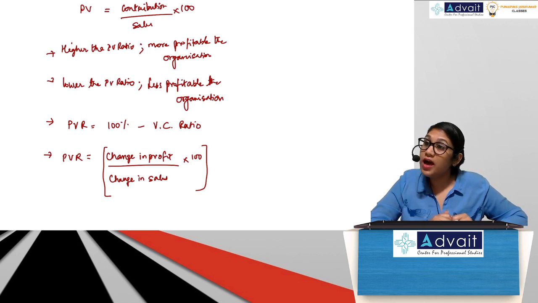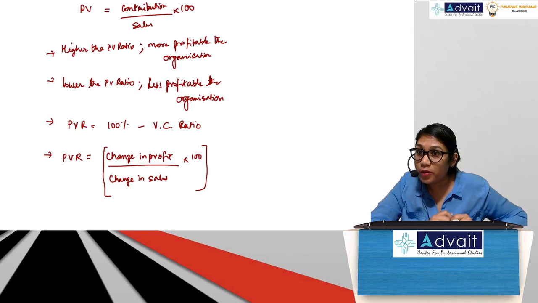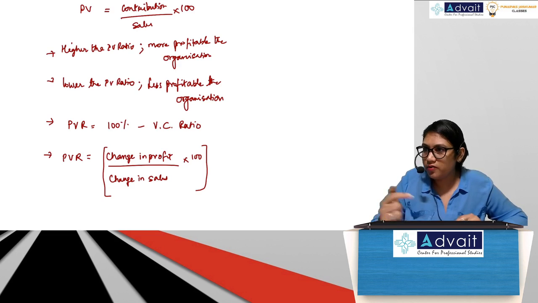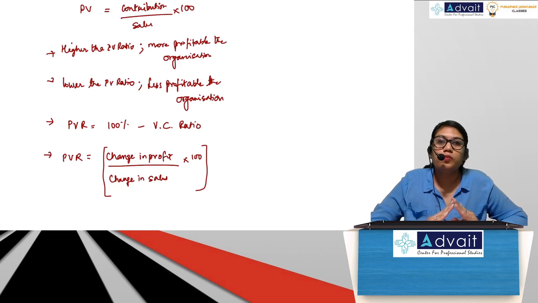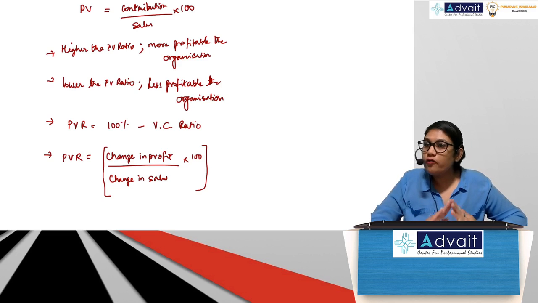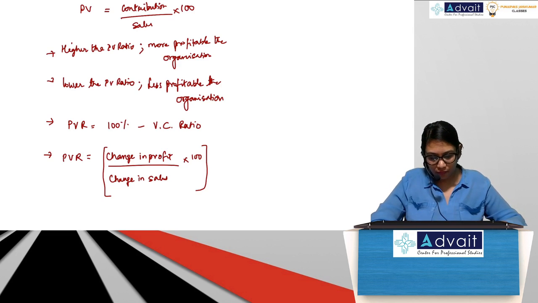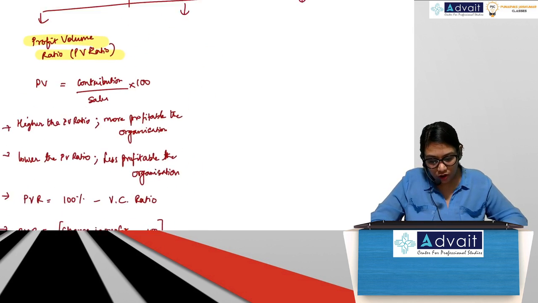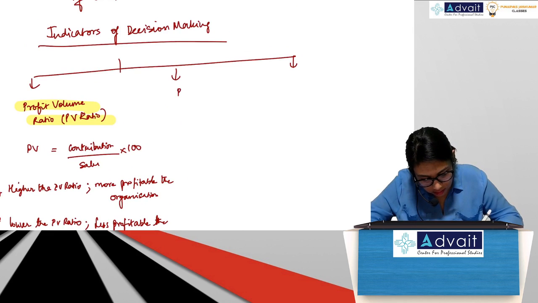Now don't ask me how we got this formula, because we need to derive it. In the regular batch I derive it, but now we don't have the time to derive it. So please remember this formula. PV ratio is change in profit by change in sales into 100, which means I need profits of two periods and sales of two periods. Guys, this is okay? This is all about your PV ratio. Shall we move on? So let's move on to the next indicator.